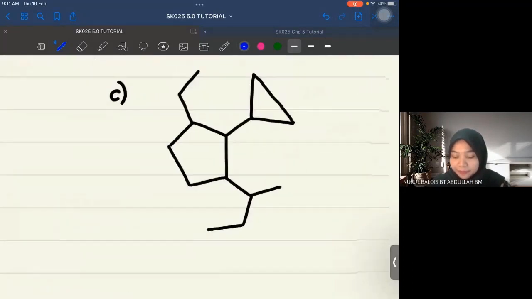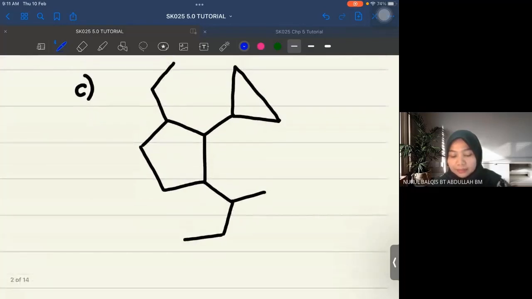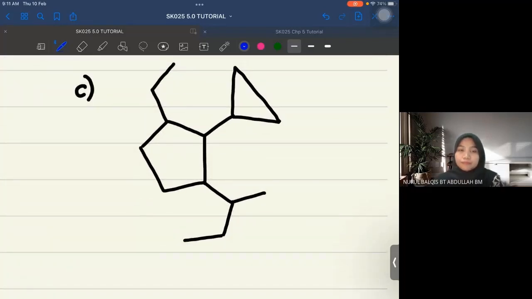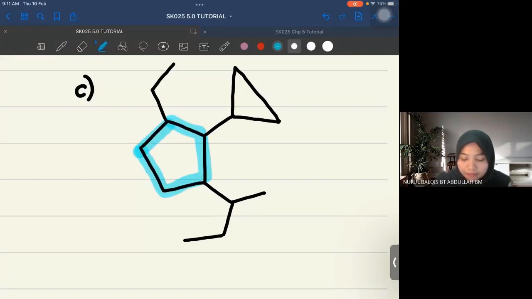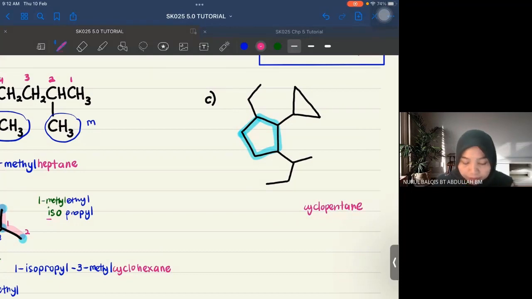Okay, the third one. Look for the longest carbon chain. What is the longest carbon chain present in this compound? Tell me the name already. What is the name of your parent? Cyclopentane. Cyclopentane has 5 carbons in it. So this is going to be our parent, 1, 2, 3, 4, and 5. So the name of our parent will be cyclopentane.